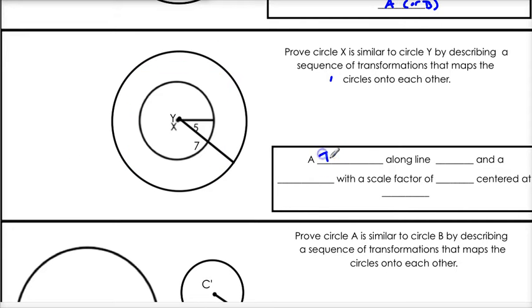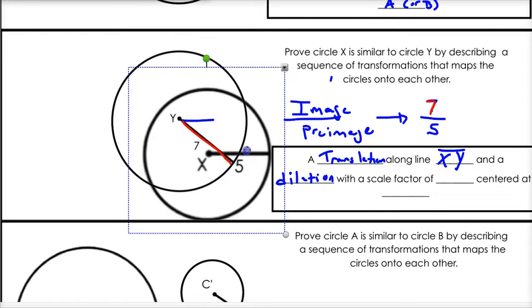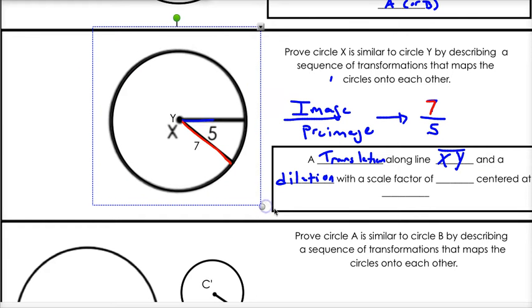A translation along XY. The next thing we have to do is a dilation. And we have to figure out our scale factor. Well, remember, our scale factor is the image over the pre-image. And in this case, our bigger radius is 7, and our smaller radius is 5. So it's 7 over 5. And that's it. So if I expand this circle by 7/5, guess what? They map onto each other.